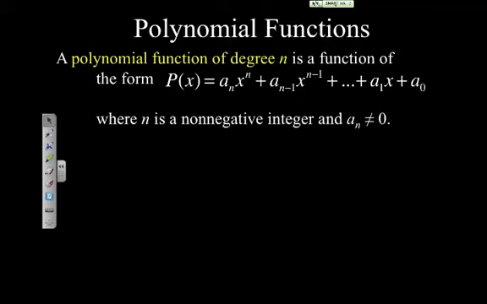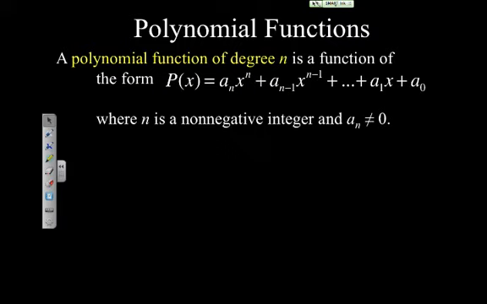Today we're starting Chapter 4, and we're starting with Section 4.1, talking about polynomial functions. A polynomial function of degree n is a function that has this form, p of x, which is just a generic polynomial: a sub n times x to the nth power plus a sub n minus 1 times x to the n minus first power plus, and then those dots, plus a sub 1 x plus a sub 0, where n is a non-negative integer.